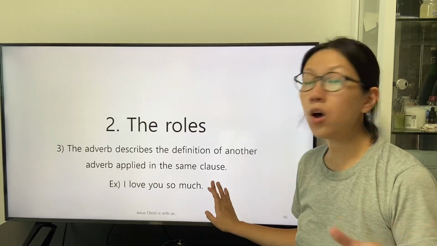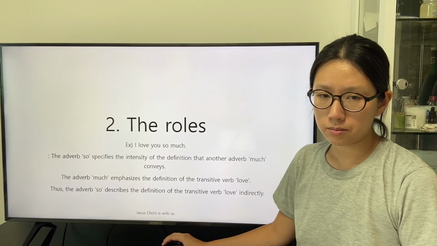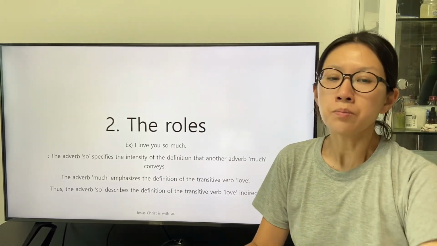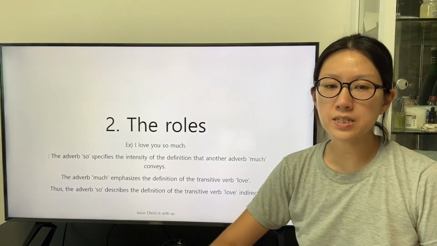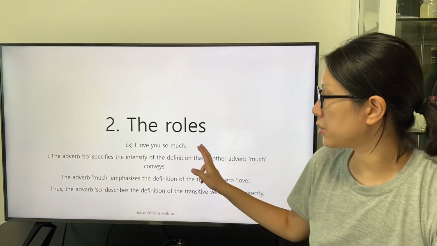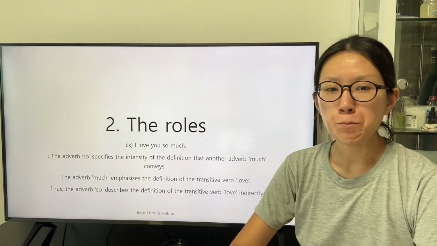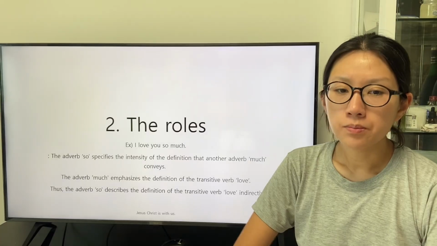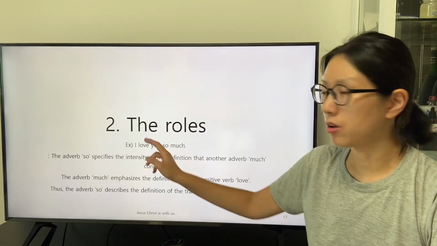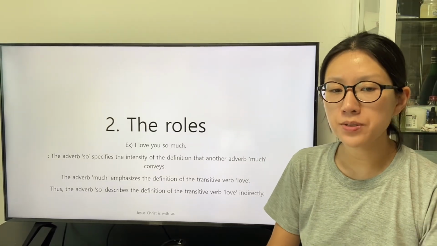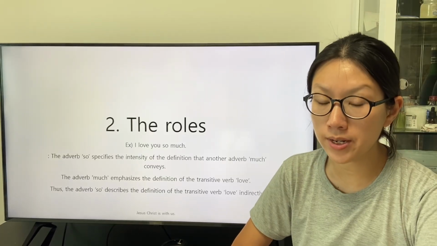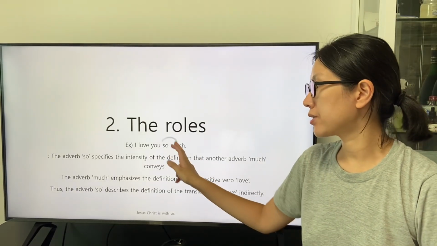Applied in a clause. The adverb so specifies the intensity of the definition that another adverb much conveys. The adverb much emphasizes the definition of the transitive verb love. Thus, the adverb so describes the definition of the transitive verb love indirectly.